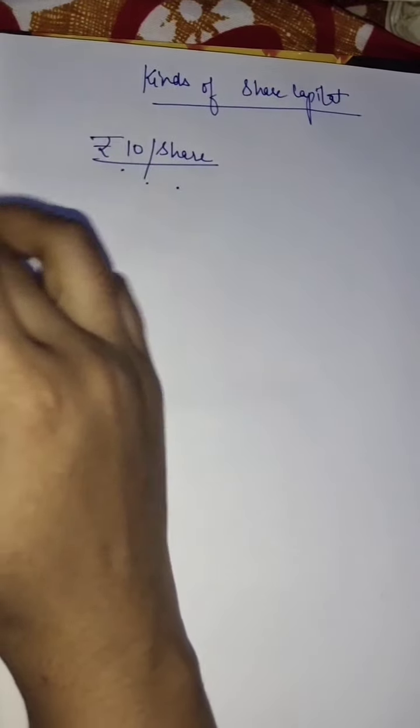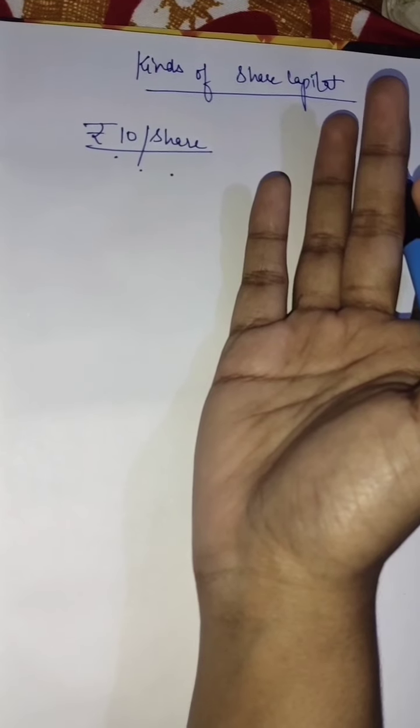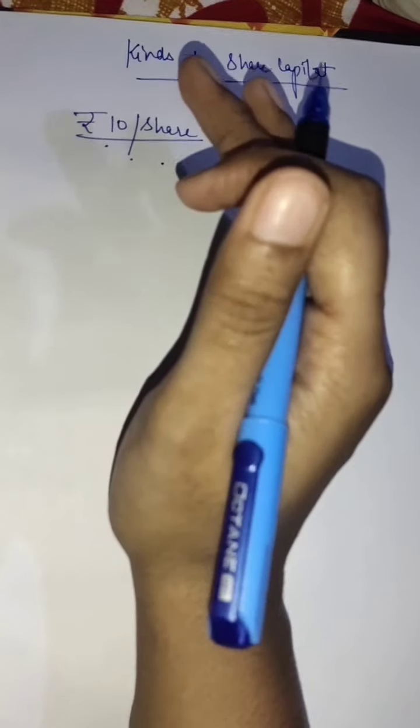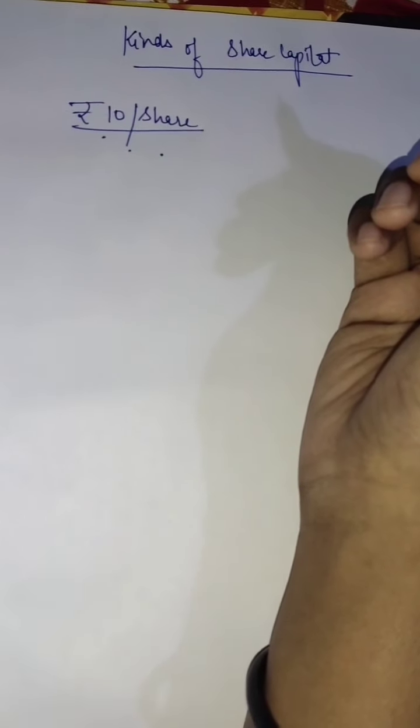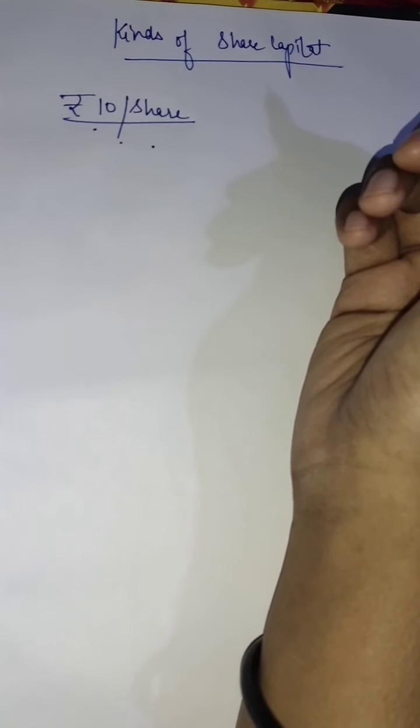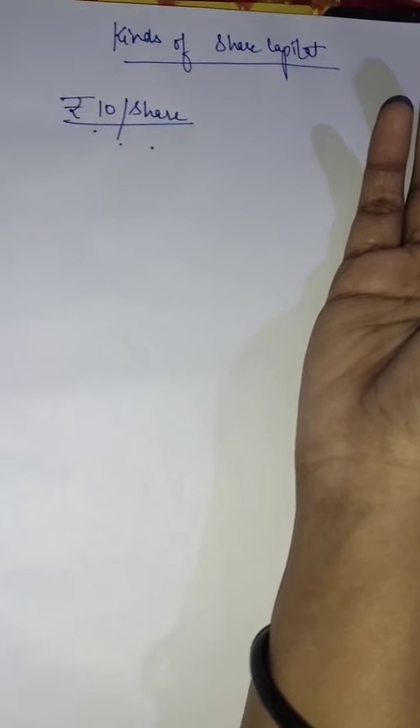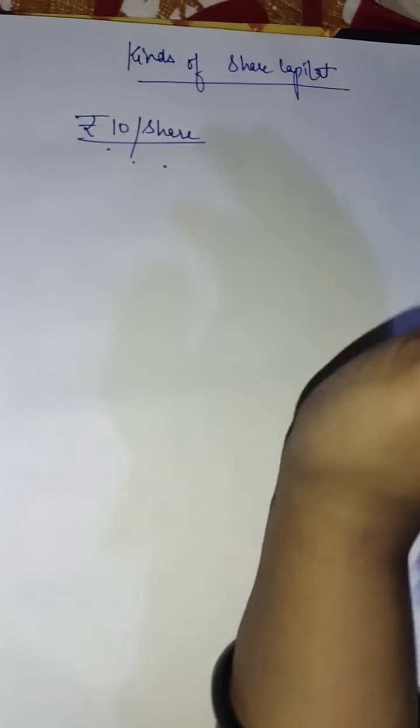Like we take the example that the company will issue 10,000 shares to the public. There can be a situation that the public may demand 12,000 shares, but the company is not in a position to issue 12,000 shares. They can issue only 10,000 shares. So here the company follows a procedure.